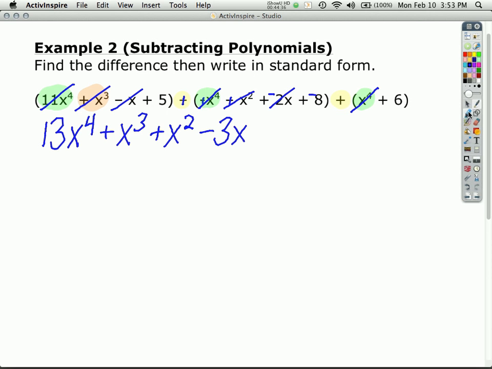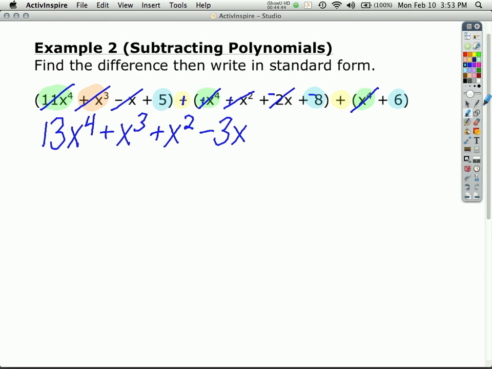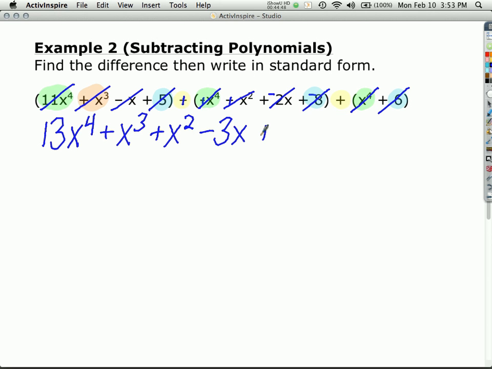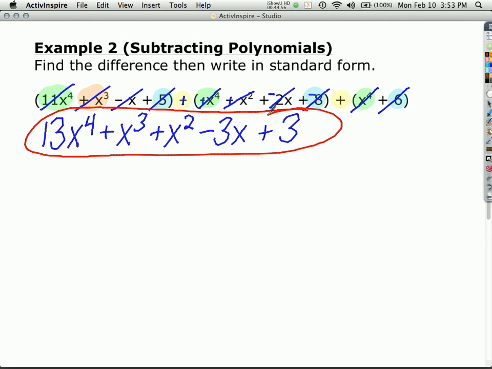And then I'm finally left with just the constants. 5, negative 8, and 6. 5 and 6 is 11, minus 8 is 3. I'm done with those. And once again, since we started by just looking for the highest degree, we have it in standard form already. Comments, questions, concerns on how we did this one?